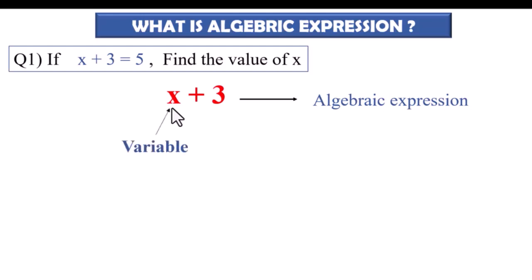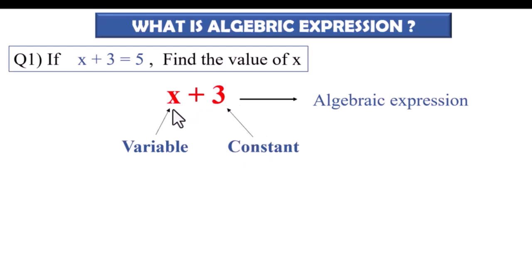So we call x a variable because its value can vary. Whereas the number 3 has only one value. In any question, the value of 3 is equal to 3 only. So we call this a constant. So in algebra, the numbers are called constants.